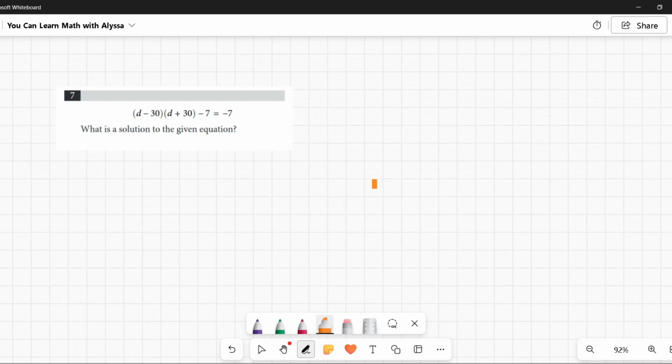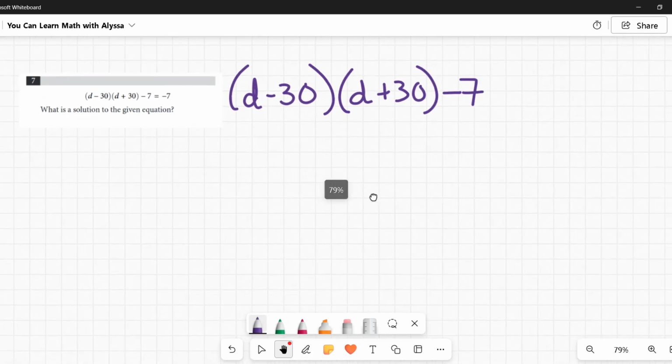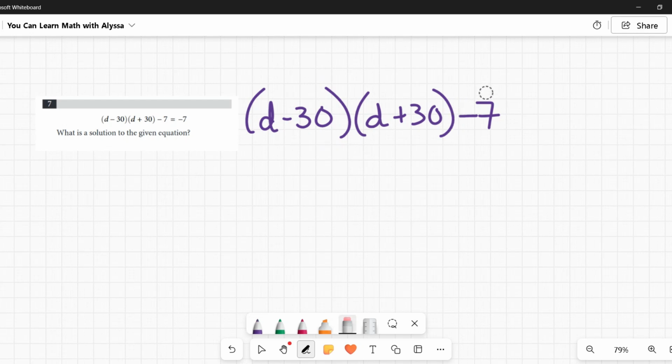Number 7. (D − 30)(D + 30) − 7 = −7. What is the solution to the given equation? This one may look a little more complicated, but when we look at it more closely, I think it's easier than you might think. If you remember what you've done in factoring and our standards for how we solve quadratics, I think this is going to be a really quick one for you.